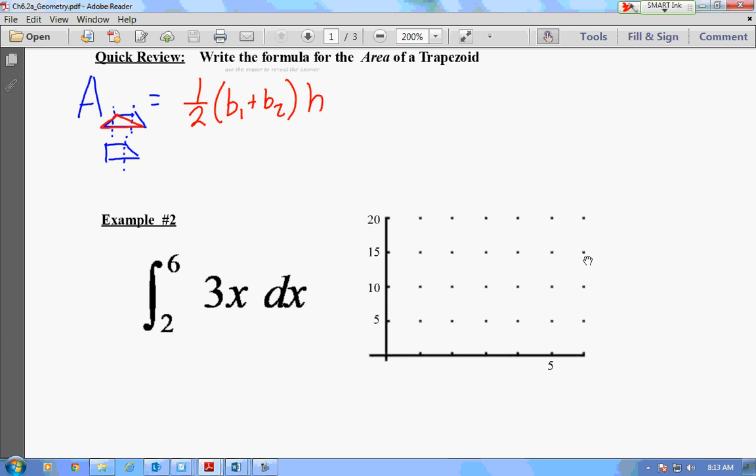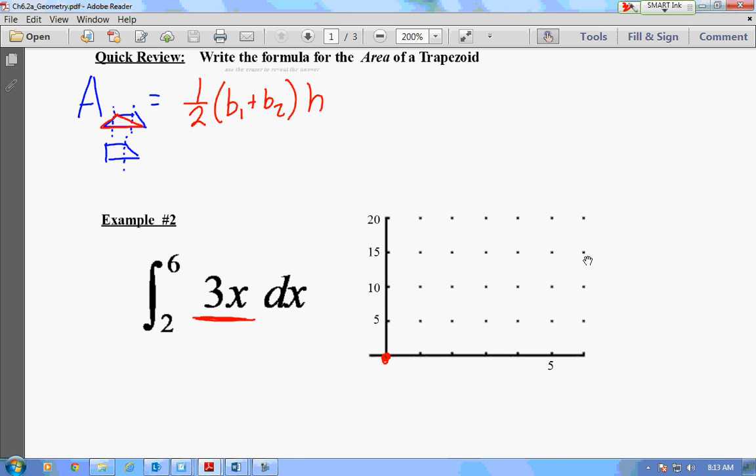Okay, example 2. We're going to integrate 3x dx from 2 to 6. So first, we have to know what 3x looks like. What type of function is 3x? Linear. And this is 3x plus 0, so the y-intercept is 0. You go up 3 and over 1.